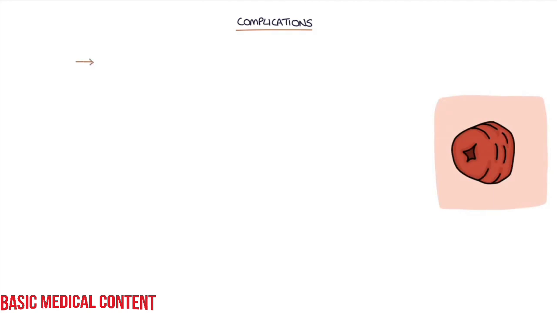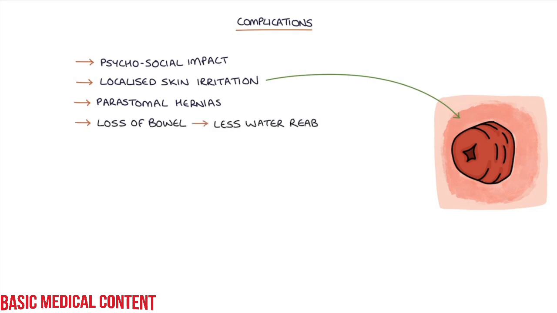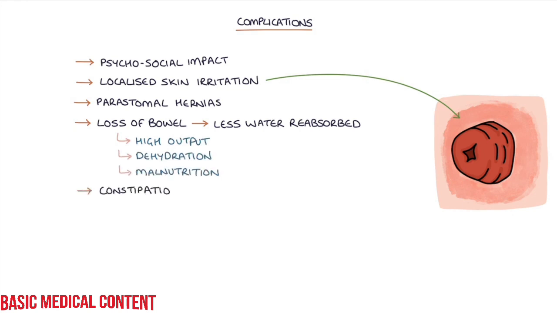Let's talk about the complications of stomas. Stomas have a number of possible complications. There's a significant psychosocial impact. There can be localized skin irritation. Parastomal hernias can form with weakness in the abdominal wall around the hernia and bulging of the abdominal contents around the hernia. Loss of the length of bowel distal to the stoma means there's less water reabsorbed from the stools, which can lead to a high output from the stoma, dehydration, and malnutrition. Patients can develop constipation with stomas, particularly with colostomies.